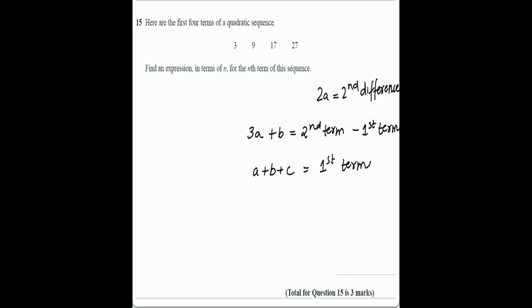So to solve the quadratic sequence, first we have to find the second difference. And how can we find the second difference? We just have to subtract like this, 9 minus 3, that will give you 6.